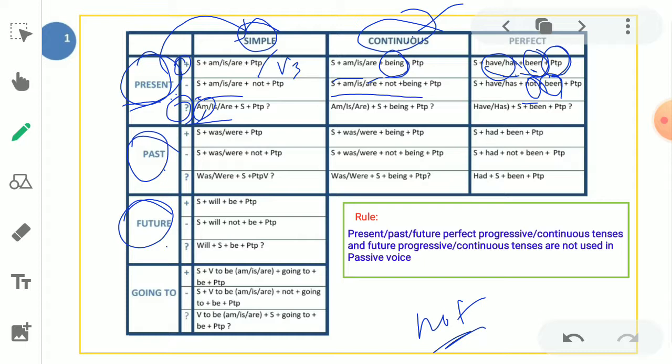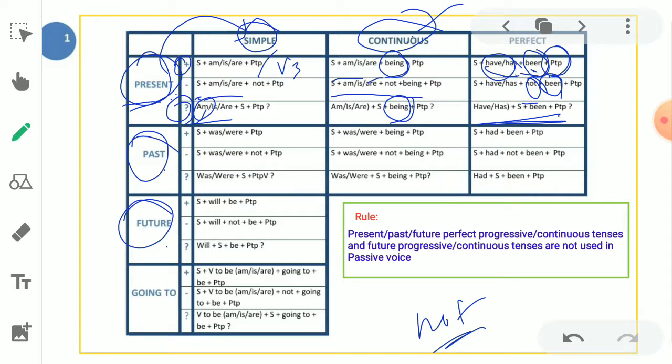In the same way, in continuous: is or are plus subject plus being plus V3 form, because of continuous. Then perfect: have or has plus subject plus been plus V3 form. Wherever it is, when the sentence ends with a question mark in passive form, you have to begin with the helping verb first. So, helping verb at first.